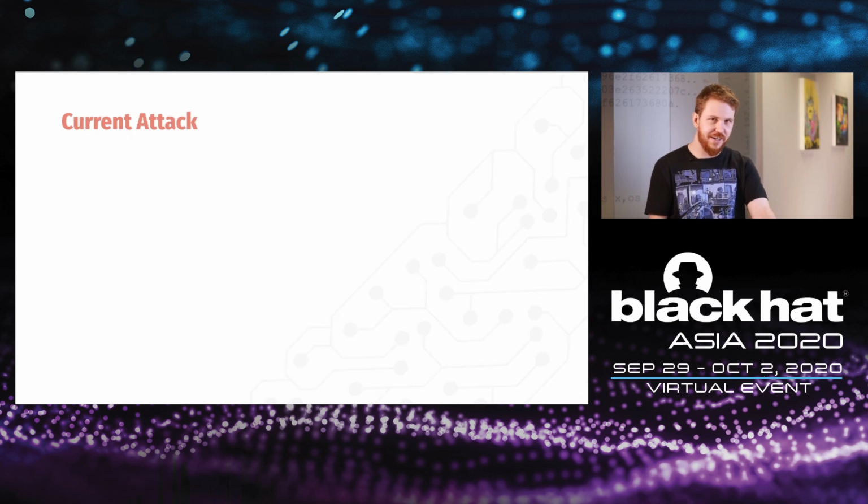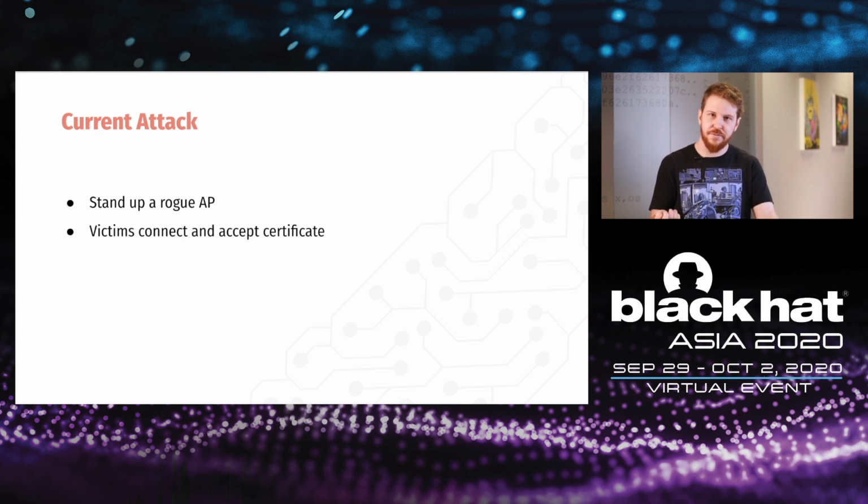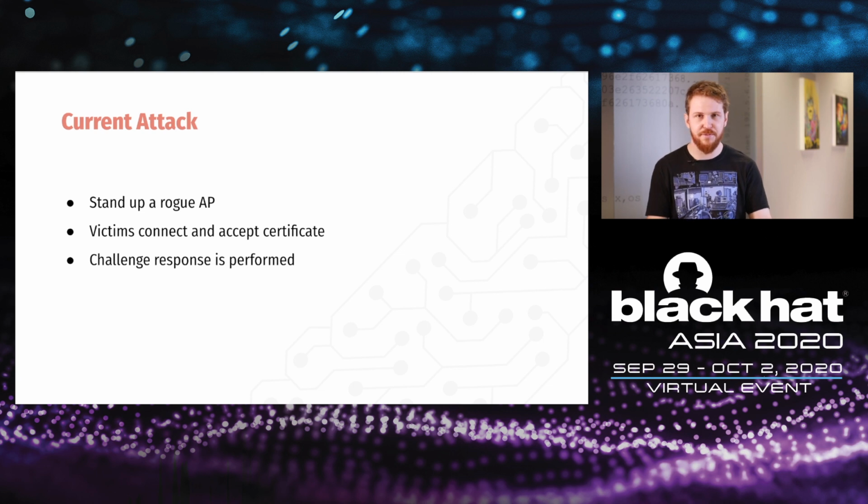So the current attack on this involves standing up a rogue access point, typically with the same name. The victim will come along and connect to it. They will have to accept your certificate so that you get into the inner phase, so phase 2. The challenge response will be performed in phase 2.